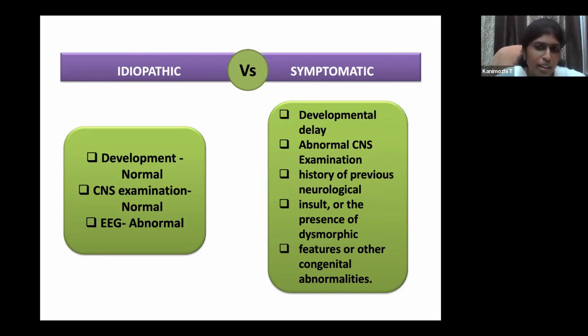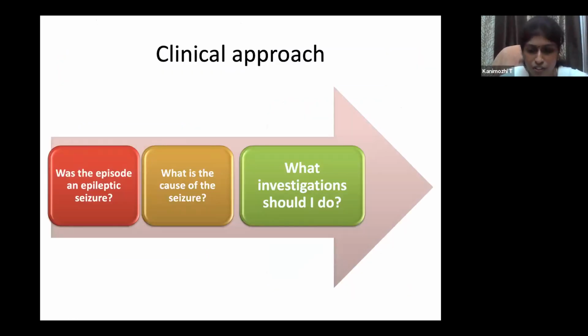And in symptomatic types, there can be developmental delay. CNS examination can be normal, and there can be a history of some previous neurological insult, any dysmorphic features or other congenital abnormalities on examination. Okay, so how do we find this etiology of seizures?